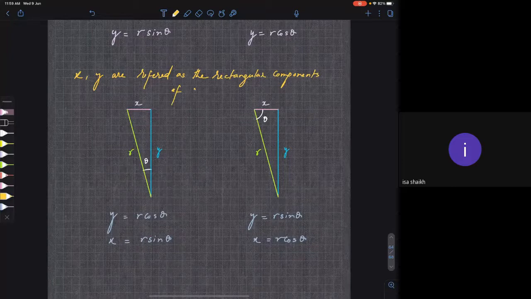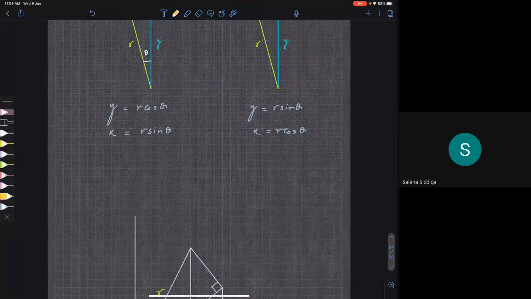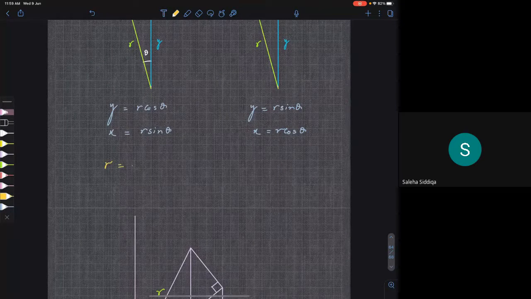Are you getting my point? So this x and y, what are they called? They are called the rectangular components of R. And this is always true. What is always true? R is equal to under root of x square plus y square.